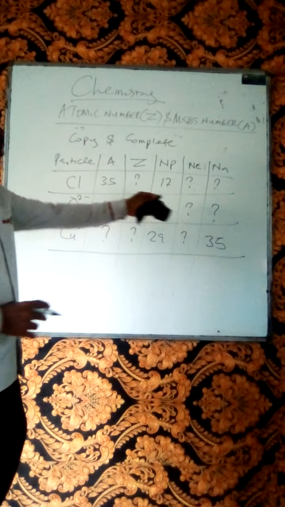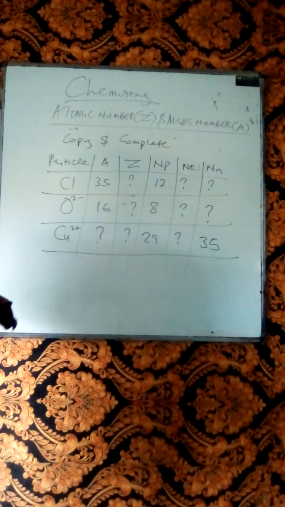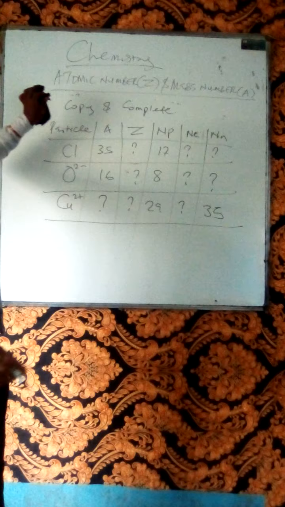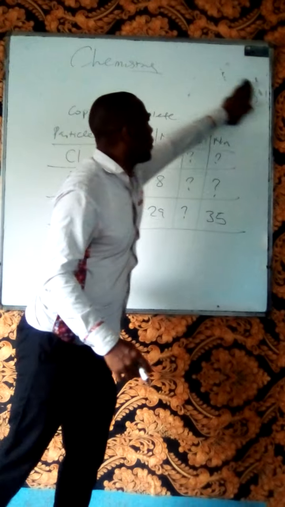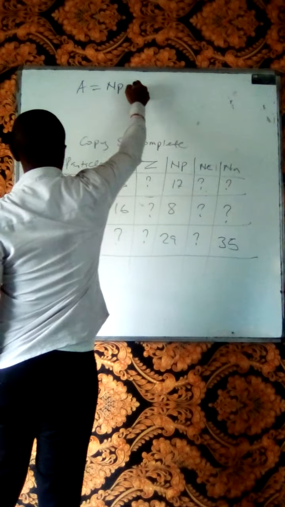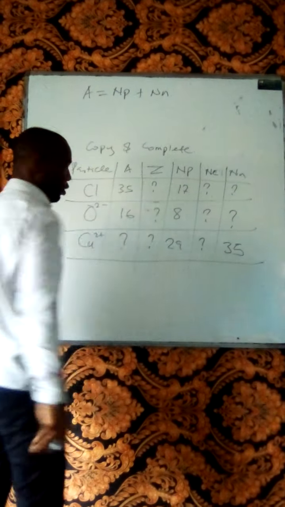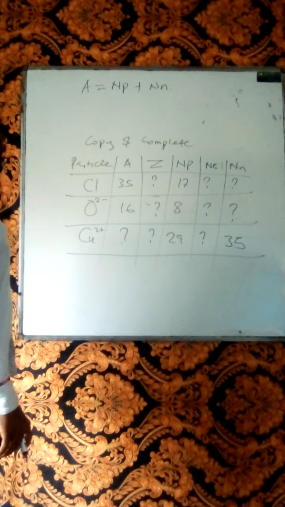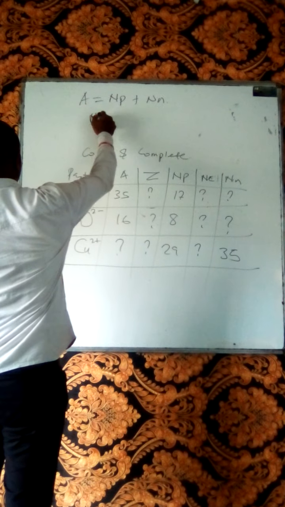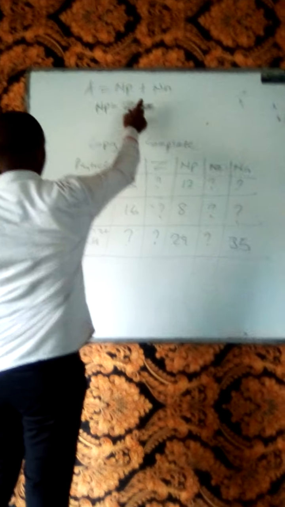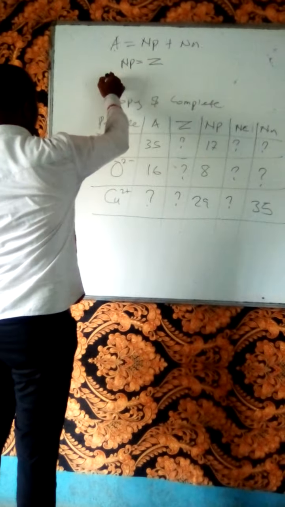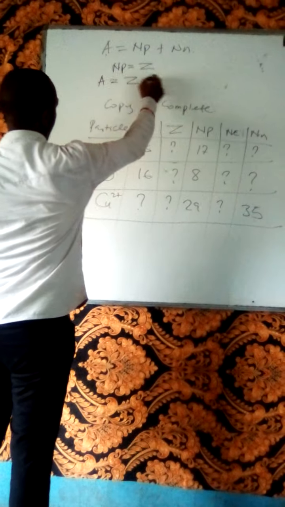For us to go on with this, what do we do? The mass number A is given as the number of protons plus the number of neutrons. And the number of protons is equivalent to the atomic number from our initial definition. That means I can still say that A is Z plus neutron.